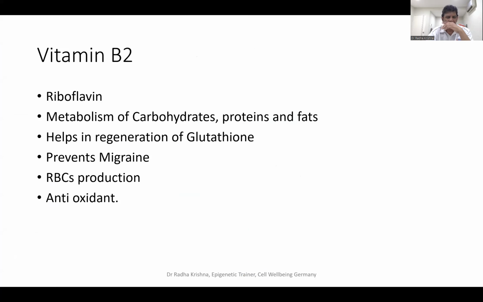The next one is B2. What is B2? Riboflavin. It's part of glutathione. It also helps in migraine and RBC production. So what happens is, if a patient comes with migraine and is on, let's say, migraine medication or ergotamine, you put him on NSAID, and when that doesn't work, it comes down to B2. What I found is migraine can be related to B2.